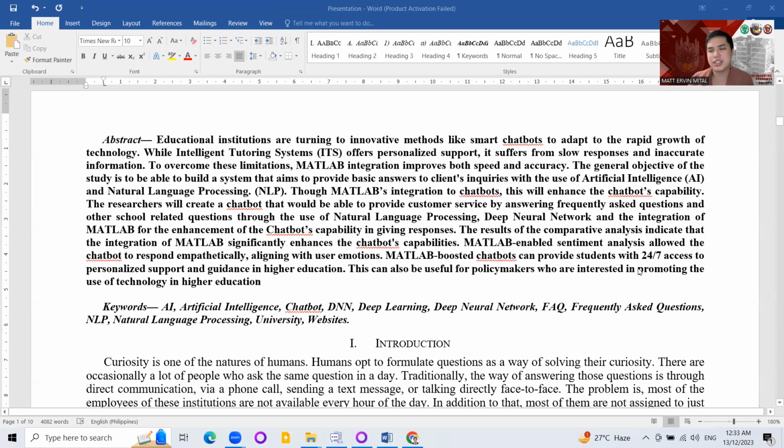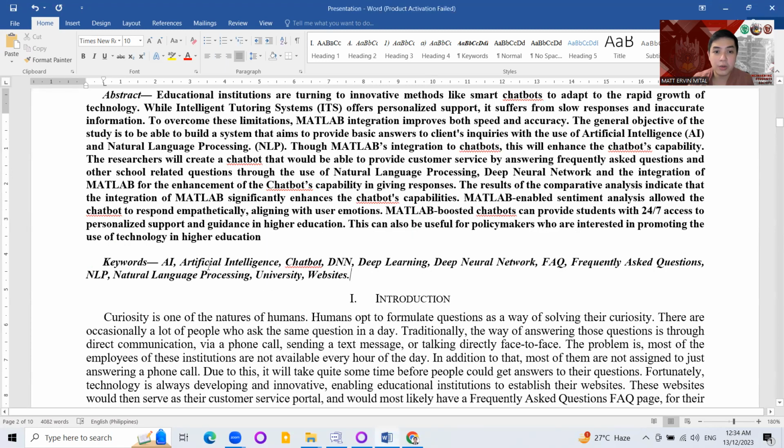There are too many words here on your screen. However, I would just like to first highlight the important keywords that we are using in this paper. First is, of course, AI, artificial intelligence, chatbot, DNN or deep neural network, FAQ or frequently asked questions, NLP, natural language processing, university, and websites.